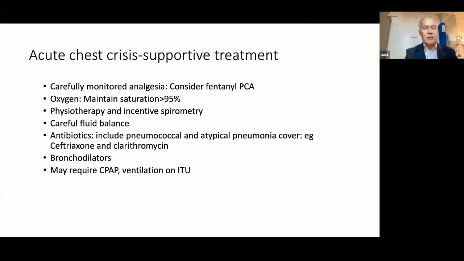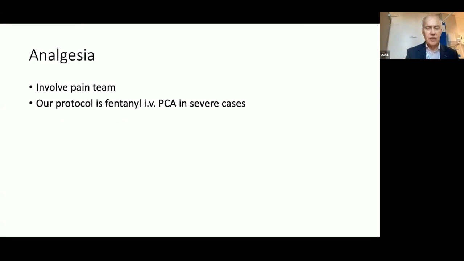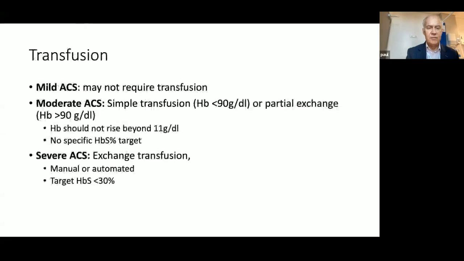If the patient will tolerate it, physiotherapy and incentive spirometry. Very careful fluid balance to avoid fluid overload. This isn't a problem where hyperhydration is needed. We would normally give antibiotics, broad spectrum antibiotics, as mentioned there, and bronchodilators. And in severe cases, when they need enhanced respiratory support, high flow oxygen, CPAP, positive airway pressure, and even mechanical ventilation. I've mentioned the analgesia, and we would involve the pain experts in managing these patients.